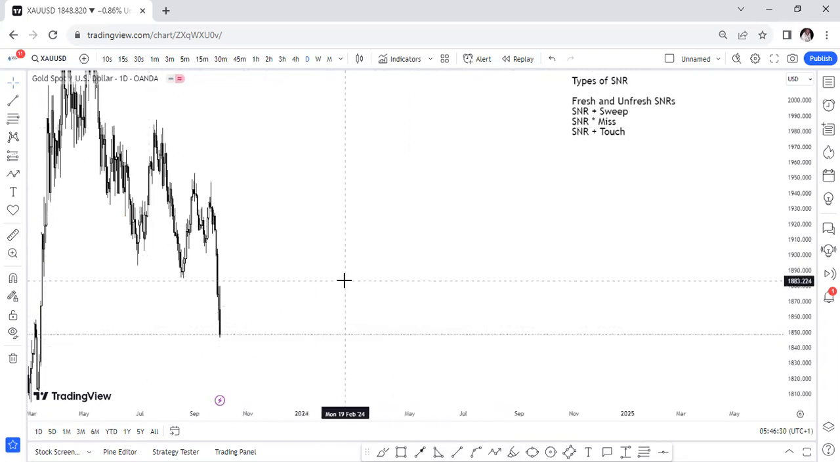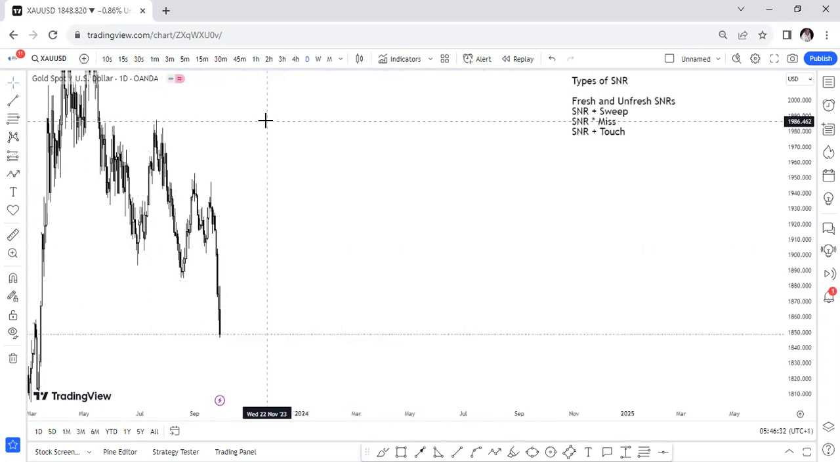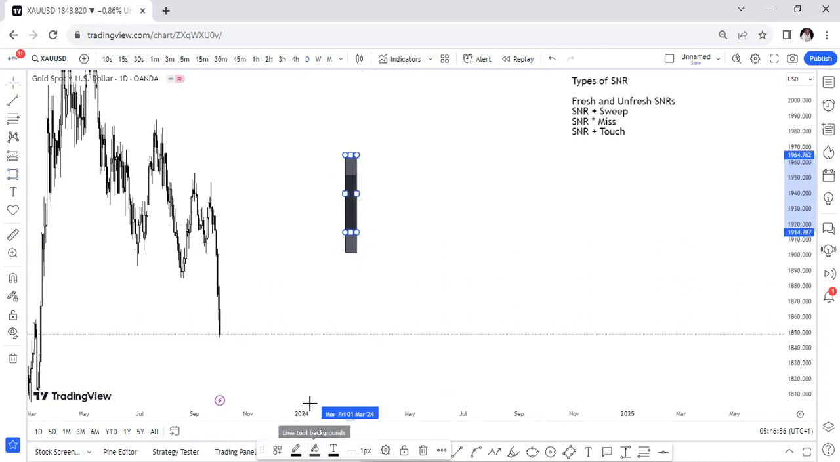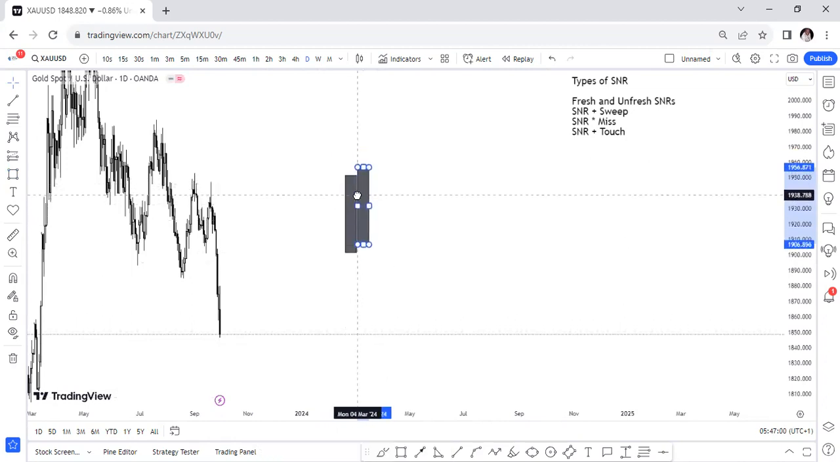What is a fresh level? Fresh level means an SNR that has not been tapped. A fresh level means an SNR that has not been rejected. If you have this as your SNR level, right? We have this as the SNR level.